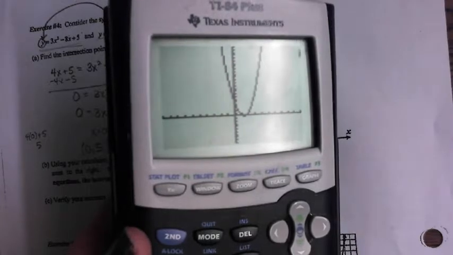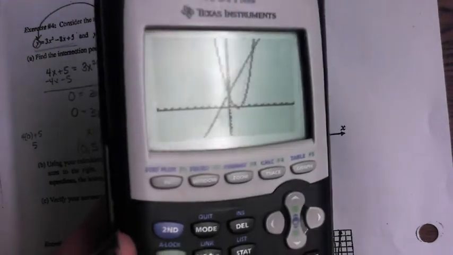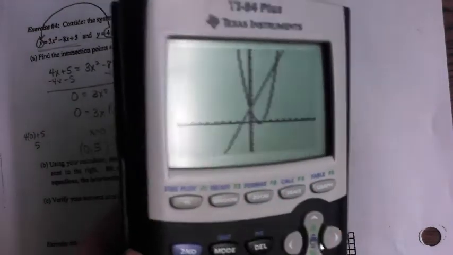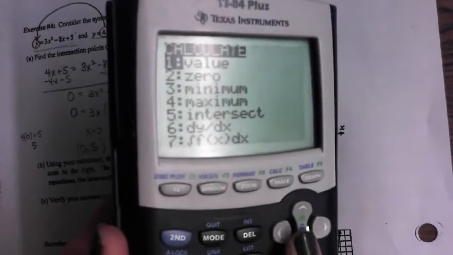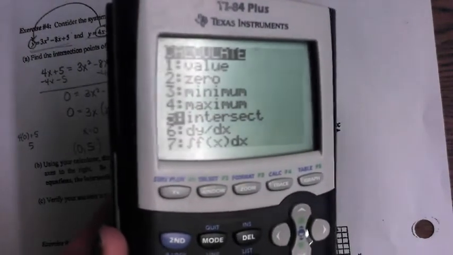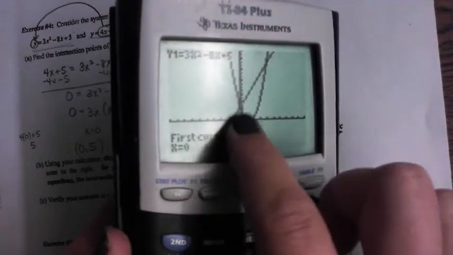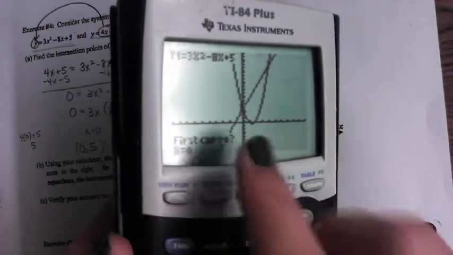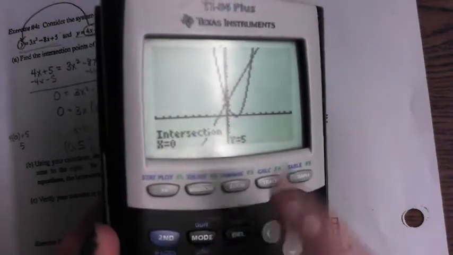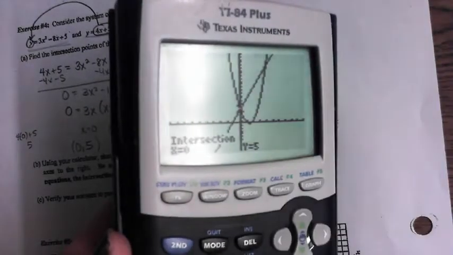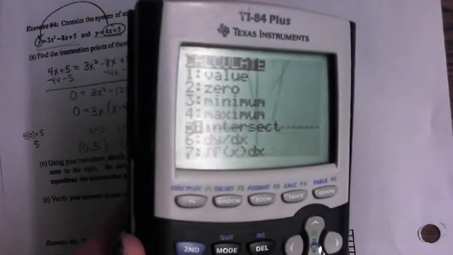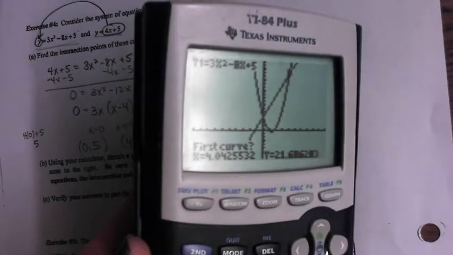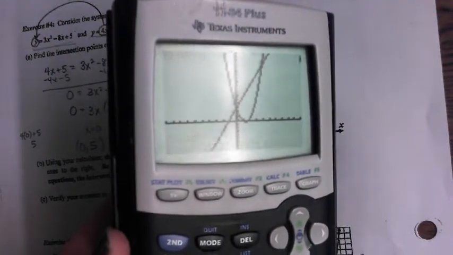There's my parabola. Here's my line. I see both points of intersection. Now you can gather, because we already have the algebraic answer, that's 0, 5. But if you wanted to check, second trace is our favorite menu. Option 5, intersect. Bring your cursor to one of your points of intersection and just hit enter, enter, enter. It'll say first curve, second curve, guess. Just enter, enter, enter. There's your answer. To find the other one, repeat second trace, option 5, intersect, and scroll over to the other point of intersection, hit enter, enter, enter, 4, 21.